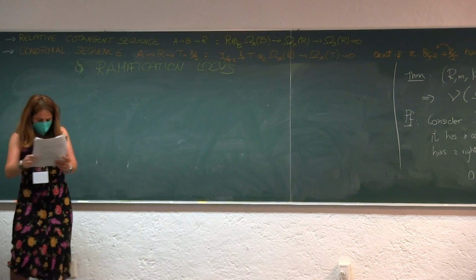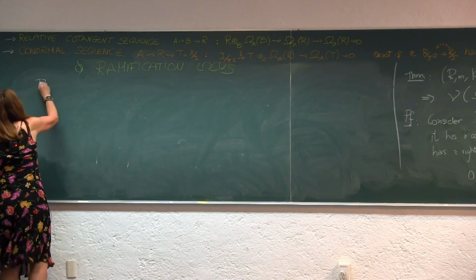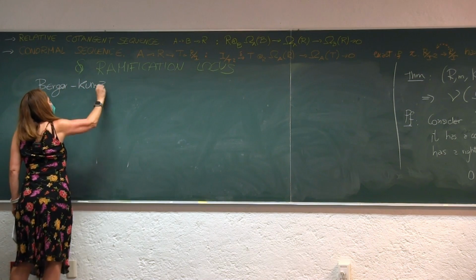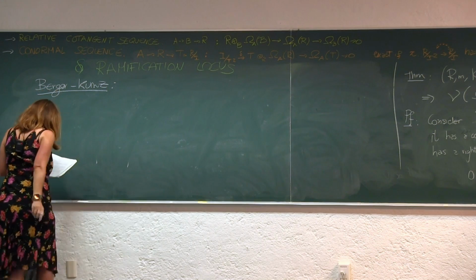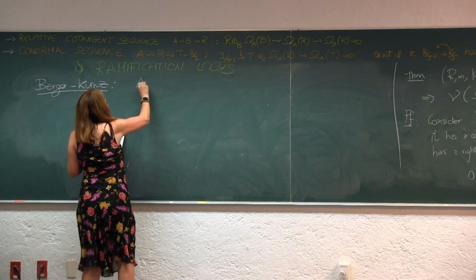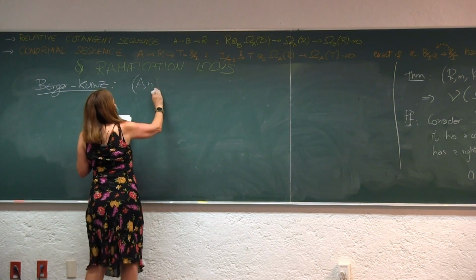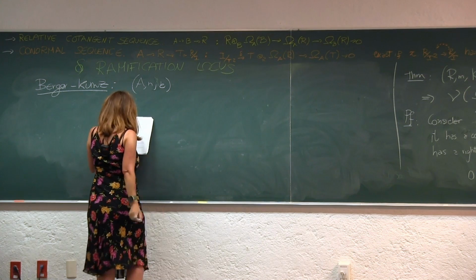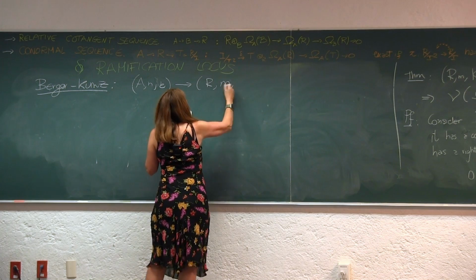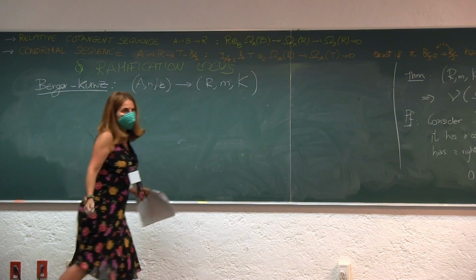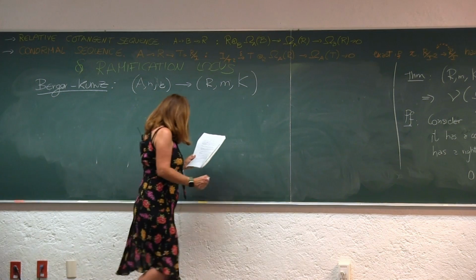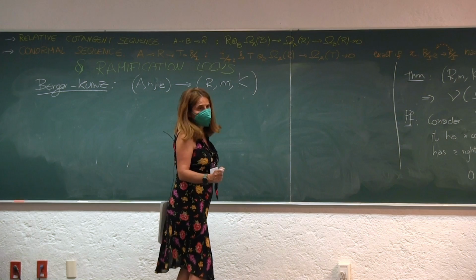So, Berger-Kunz. Again, in the same situation we were before, I have this one, and then this other. So I have two local rings, okay? And I assume that this is a local map.